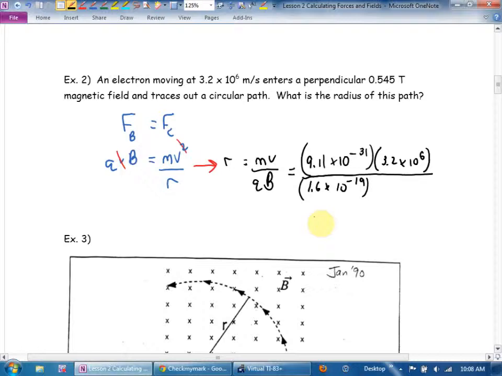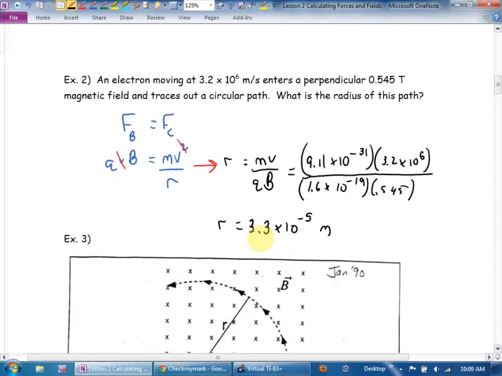Oh, B. What does the letter B stand for? Sorry? What did we say letter B stood for? Magnetic field strength. Oh, 0.545 Teslas. What's the radius? Someone else want to double check? 3.3. Anyone else? Yeah? Okay.